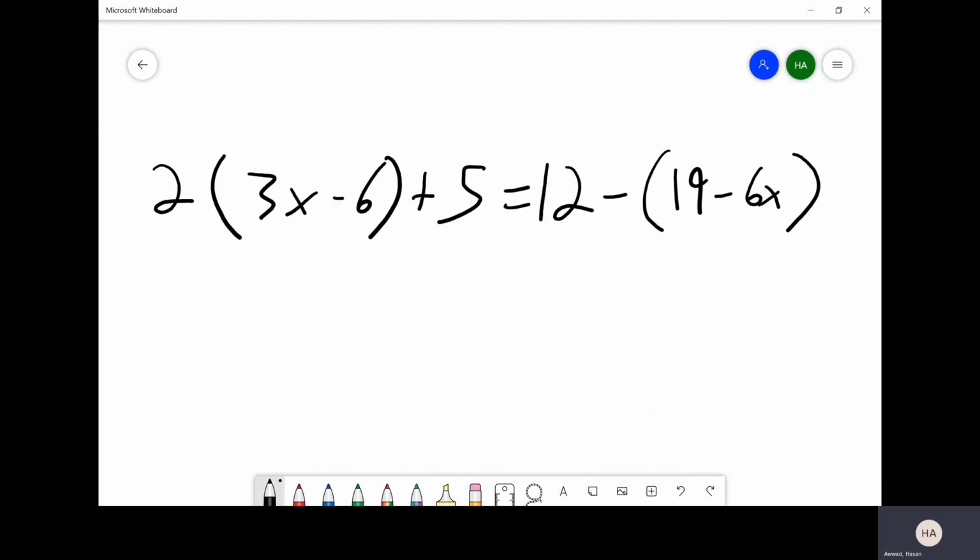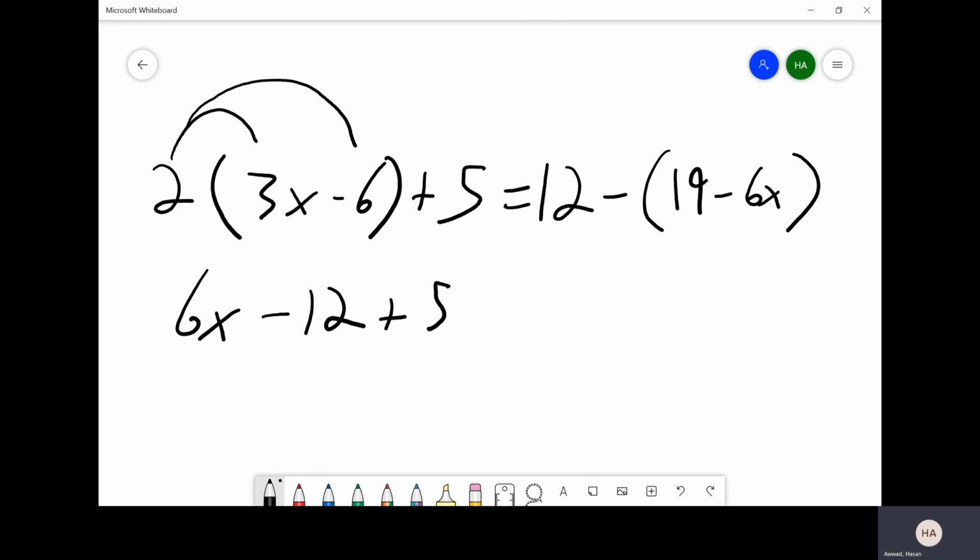So what can we expand here? Well, we have the 2 times that whole piece in the parentheses, and we have the negative sign being applied to the 19 and the negative 6x, right? So we're going to go ahead and we're going to expand all of these terms. So 2 times 3x and 2 times negative 6. Well, 2 times 3x gives us 6x. 2 times negative 6 is minus 12, right? And we bring down the plus 5. Okay, we haven't touched the 12, so we're just going to bring that down.